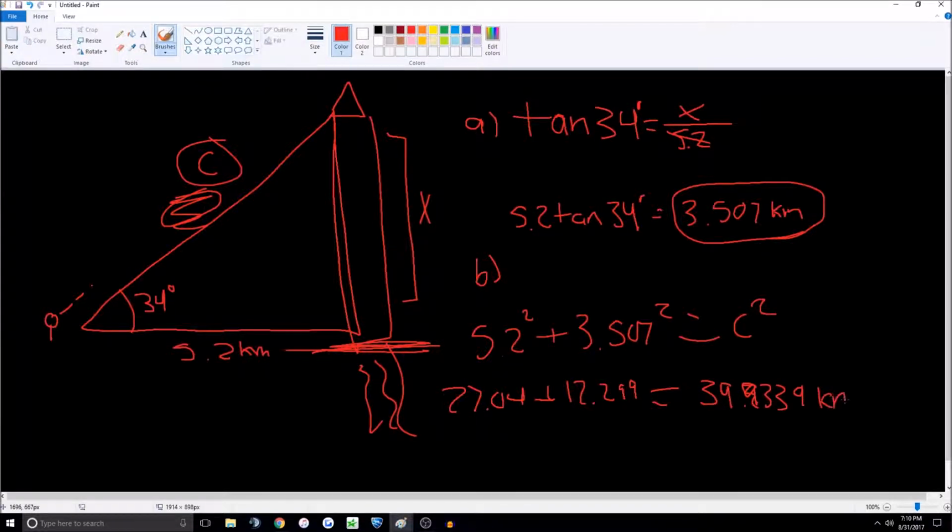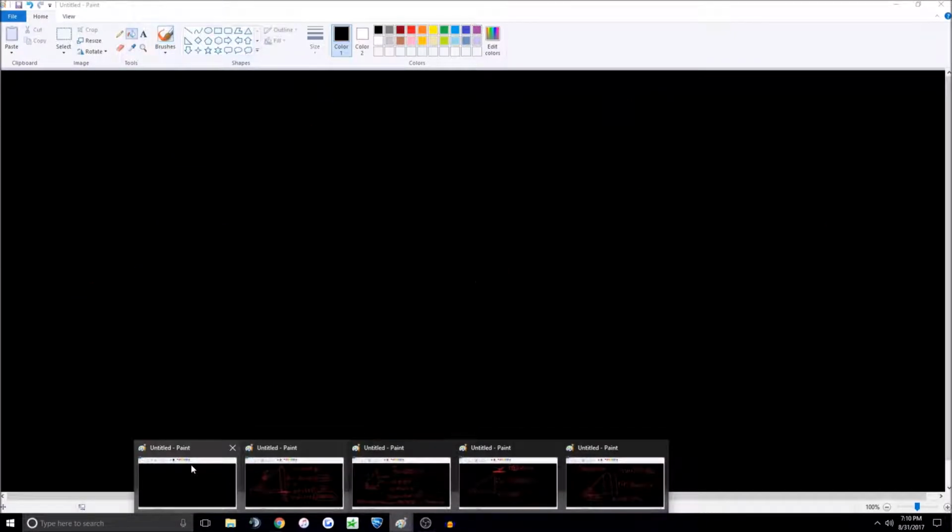But we're not done yet, because there's a square right here, we have to take the square root, and you actually can't simplify this, so that is the answer. So the hypotenuse, or c, is the square root of 39.339 kilometers. So for A, it's asking how tall it is: 3.507 kilometers. And the hypotenuse, like I said, is the square root of 39.339 kilometers. So let's move on to our final question.